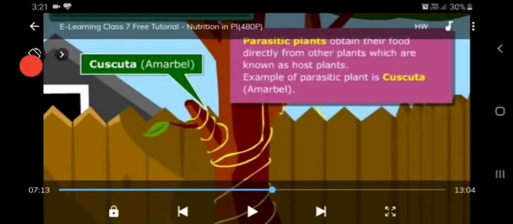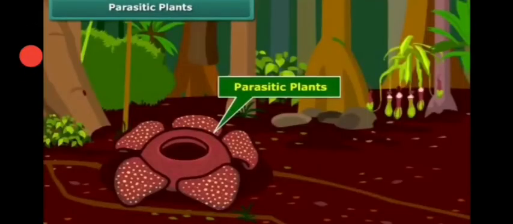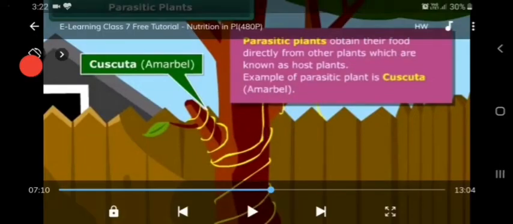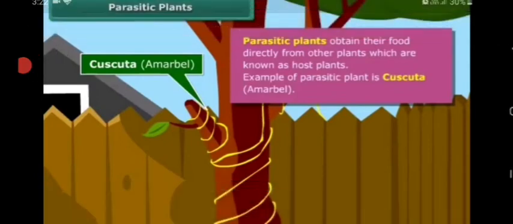Another picture was there, an example was this one. This flower is known as Rafflesia. It is also found on other plants, right? It collects food from other living plants. So these are examples of parasitic plants. Here the definition is written, you can note it. Next, come to another.